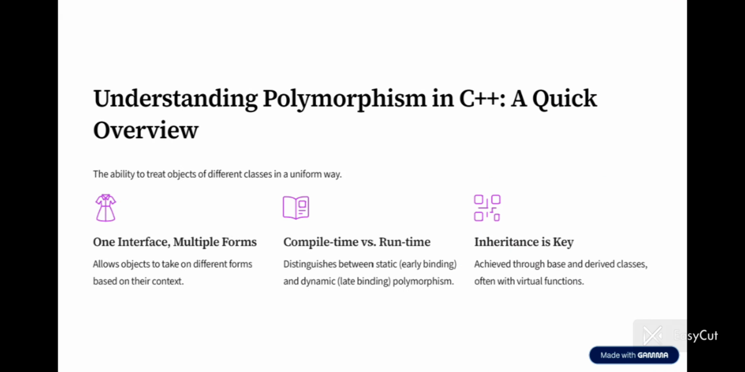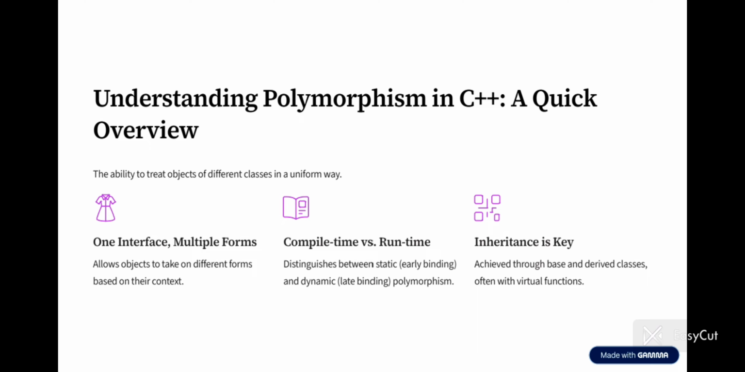Understanding polymorphism in C++, a quick overview. The ability to treat objects of different classes in a uniform way. One interface, multiple forms, allows objects to take on different forms based on their context. Compile time versus runtime distinguishes between static and dynamic polymorphism.